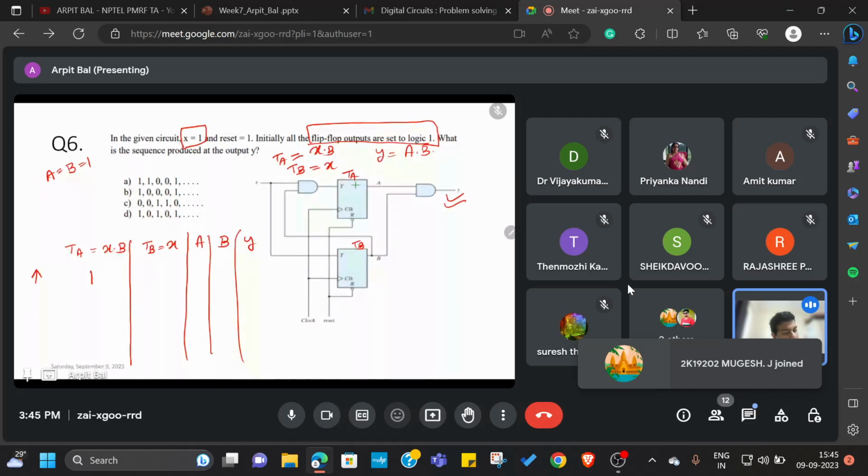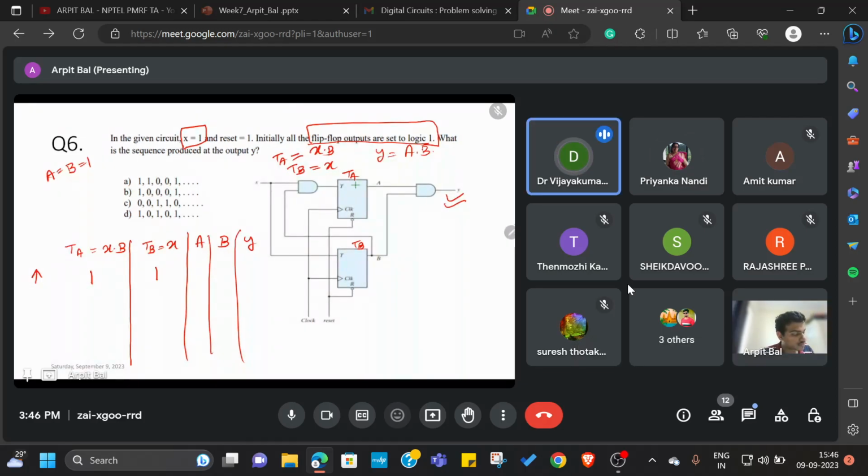What is going to be TB? 1. Correct. So what is A and B? 0 0. Correct. And what will be Y subsequently? It will be 0. Okay, what will happen in the next clock? 0 1. What will be the value of A and B? 0 and 1. Yeah, and Y will still be 0.